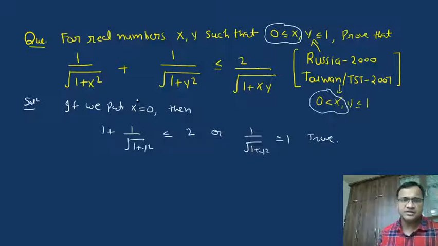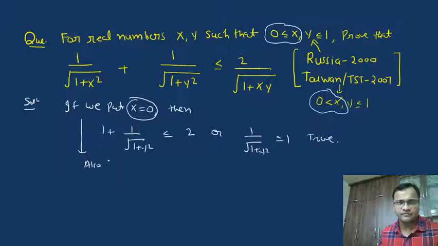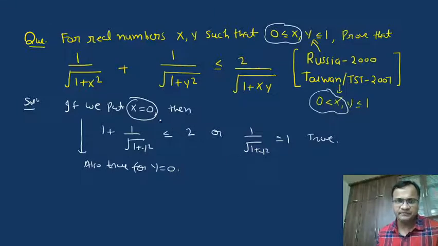And if the inequality is true for x equals to 0, then we can say that it is also true for y equals to 0. The reason behind this is that the inequality is symmetric in both the variables x and y. Okay, so the inequality is also true if we apply equality at this place. Okay, now we discuss the case when there is strict inequality at 0.